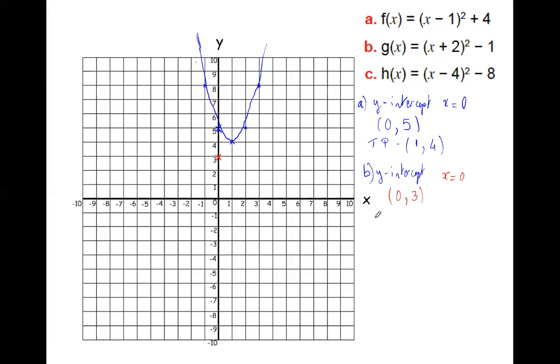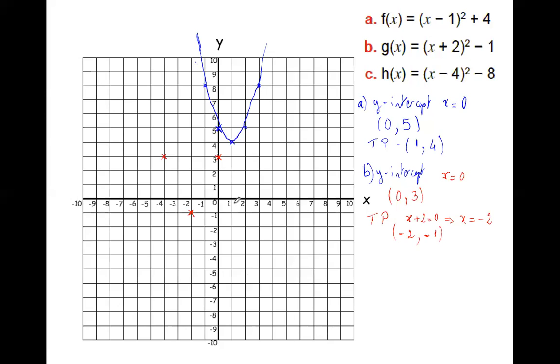Turning point happens when x plus 2 equals 0. Then x equals negative 2. And when x equals negative 2, because the first part is 0, you just get negative 1. So (negative 2, negative 1) is this point here. So that's my turning point. So that means I've got symmetry here.